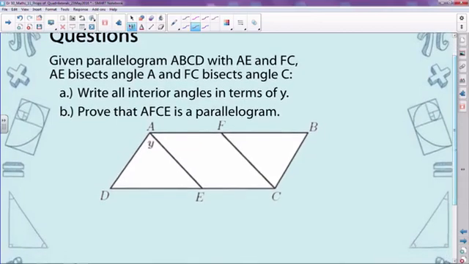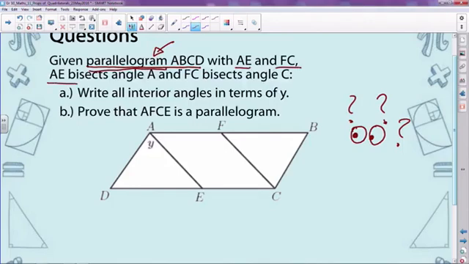Now, given parallelogram ABCD. Now that's really important to note, because if we look at the picture, look, here are our eyes looking at it, where are the characteristics? They're not drawn down there. So it's a good thing that they told us it is a parallelogram. Okay, given parallelogram ABCD with AE and FC, AE bisects angle A and FC bisects angle C.